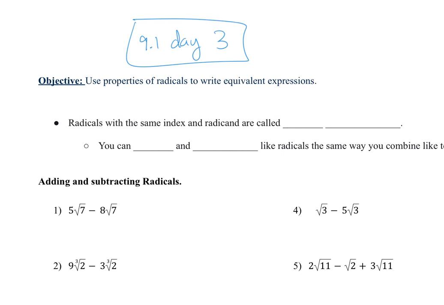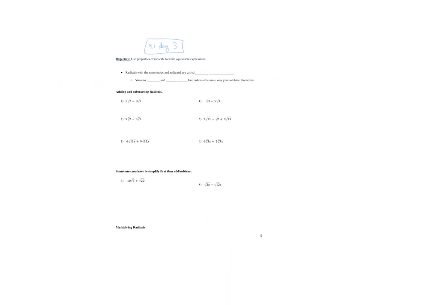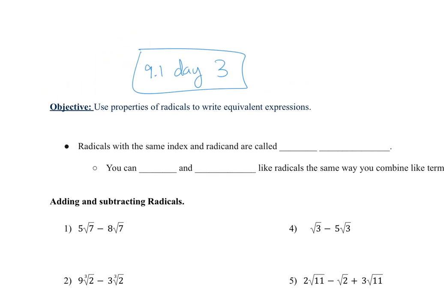Today we're going to do 9-1 day 3. So at the top, just make sure you're writing 9-1 day 3. It did print funny. So this is on page 5. And we're sticking with the same objective: use properties of radicals to write equivalent expressions.